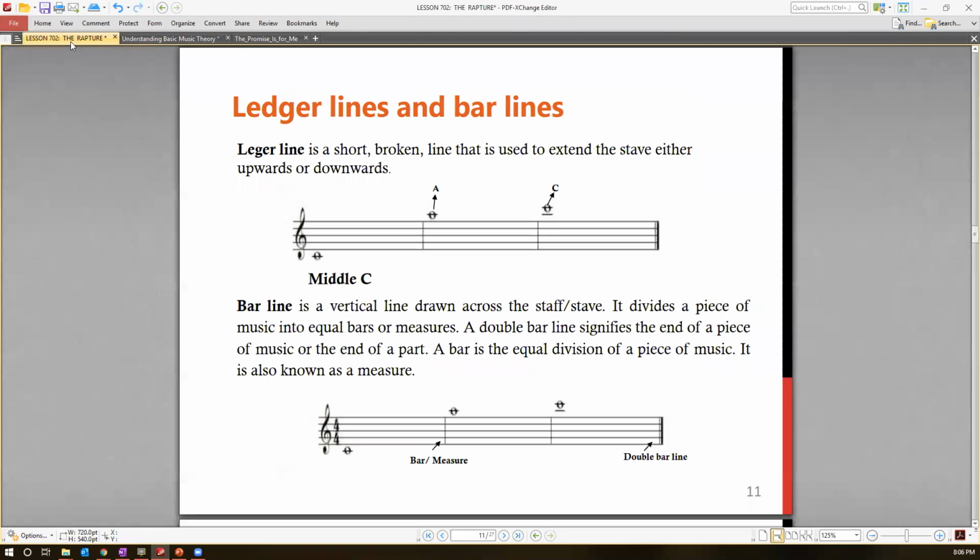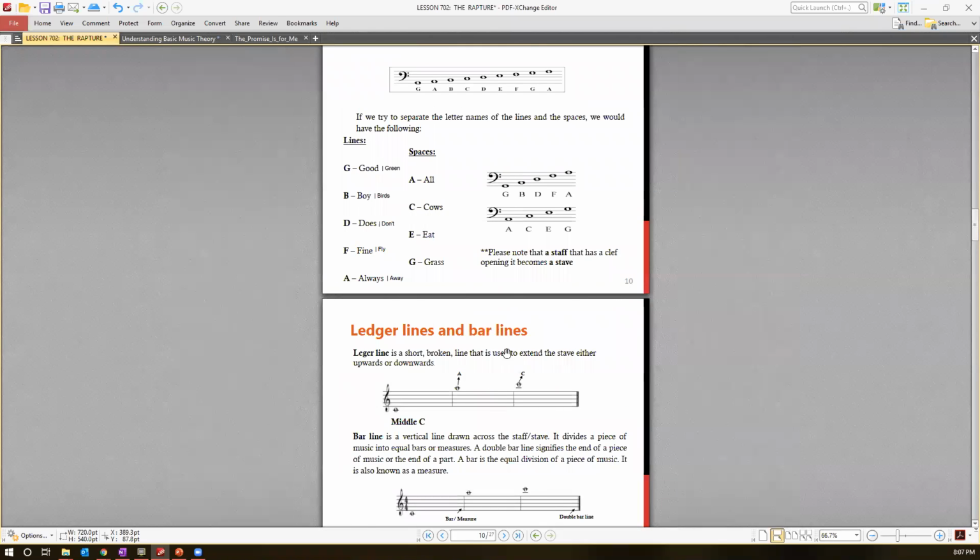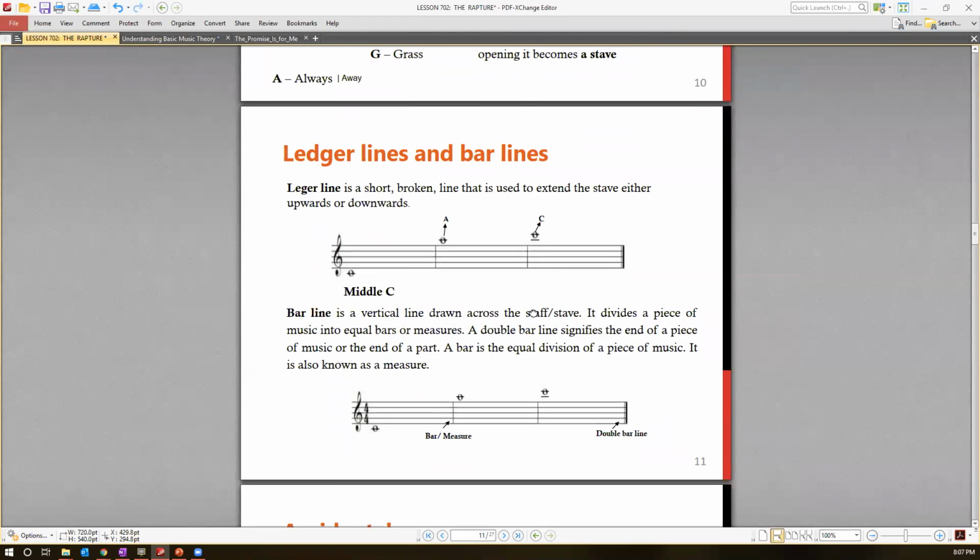So come back to this note. We know about the ledger line. We know about the bar line. It divides a piece of music into equal bars or measures. The double bar line signifies the end of a piece of music or the end of a part. A bar line is the equal division of a piece of music. It is also known as a measure.